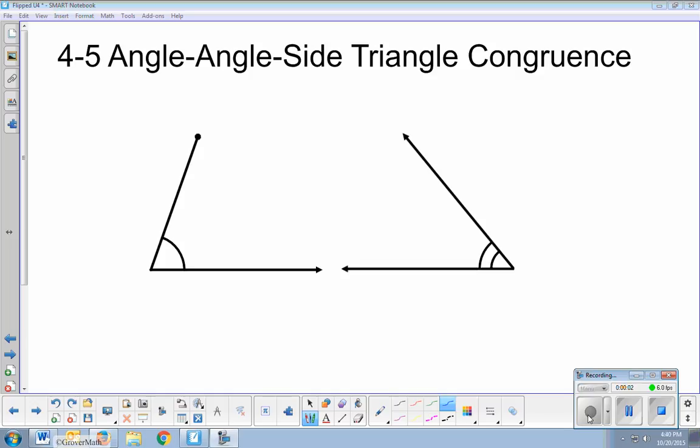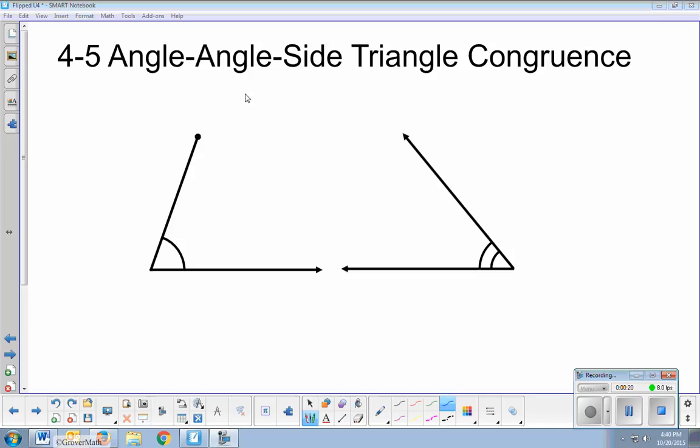Geometry, Unit 4, Section 5: angle, angle, side triangle congruence. So we're also going to cover hypotenuse leg triangle congruence, and these are the last two. So we've seen side, angle, side and side, side, side, and now we're going to add two more, and that's going to bring our total list of ways to prove triangles congruent to 5.